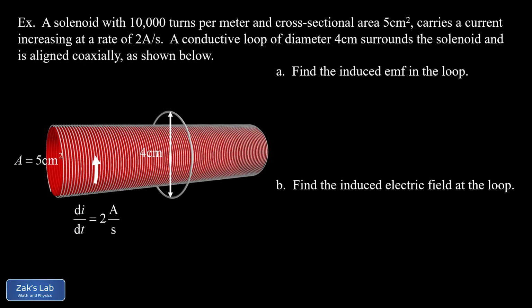Now this solenoid is surrounded by a conductive loop of diameter 4 centimeters, and that's aligned coaxially as shown in the diagram. And I didn't write it in the example, but we're only interested in magnitudes for this example. So we just want the magnitude of the induced EMF and the magnitude of the induced electric field.